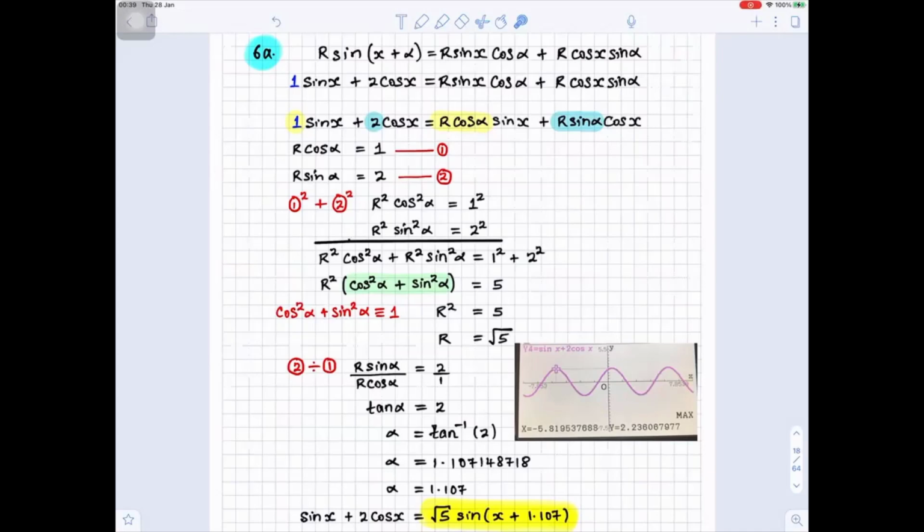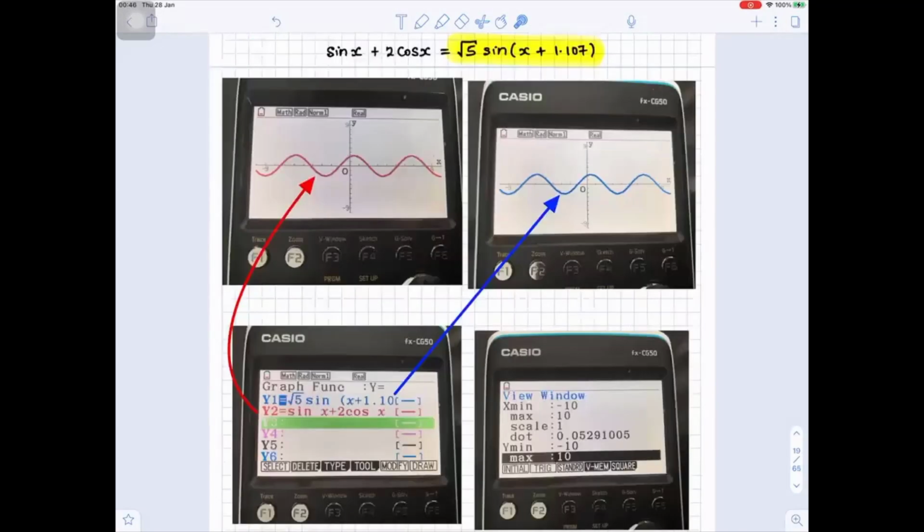And that's the graph there. If you plot y equals sine x plus 2 cos x, that's what the graph looks like. And if you also plot the answer, the graphs would meet. They'll be the same graph because they are the same. So when you get your answer, sine x plus 2 cos x is equal to square root of 5 sine (x plus 1.107). To show that the two graphs are the same, and that's something you can do to check your answer in an exam, you will plot sine x plus 2 cos x, and that will be this red graph. When you put that in your calculator as y2, it will be this red graph you see there.